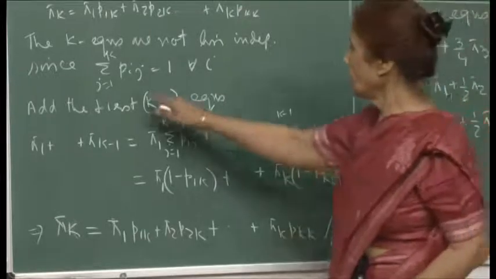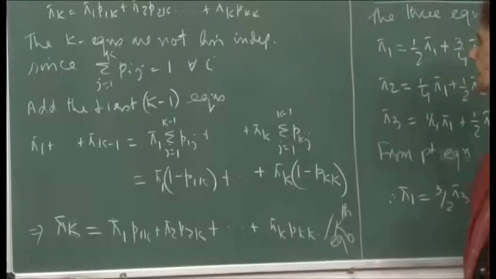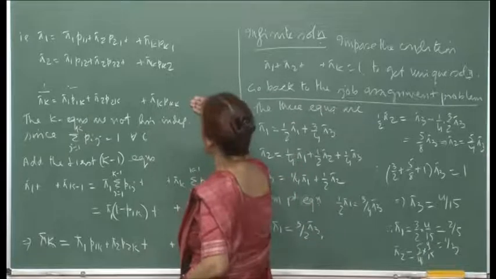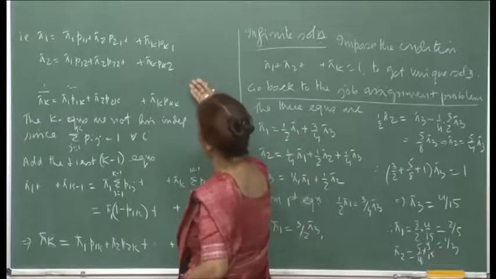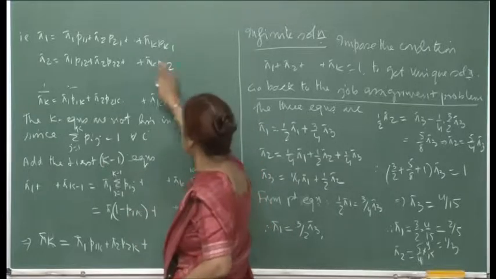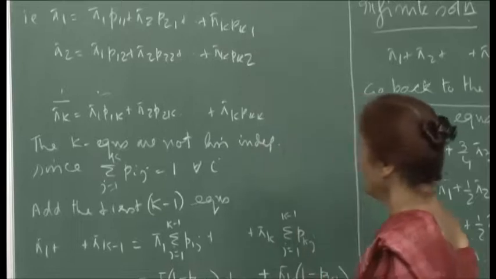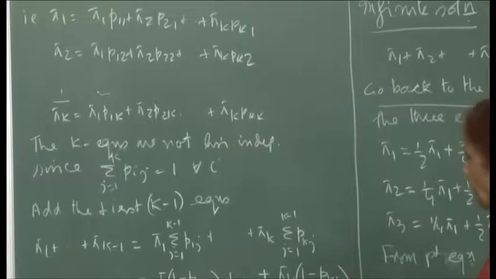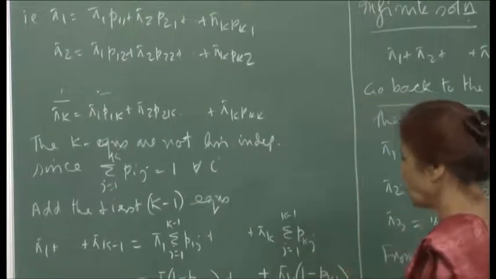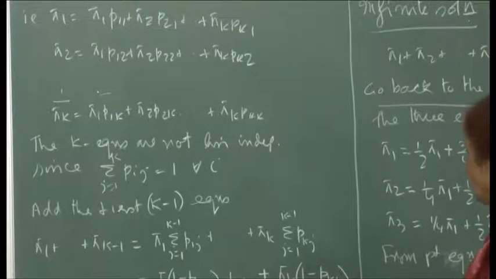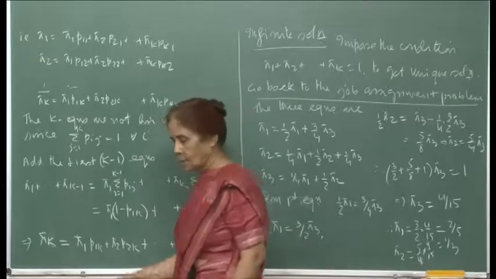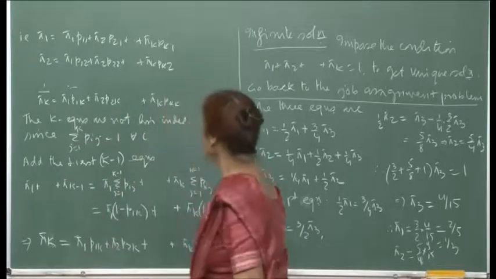So, because the probabilities of the rows sum up to 1, these k equations are not linearly independent. In fact, any k minus 1 of them will lead you to the kth one, because here I just chose the first k minus 1. You can choose any k minus 1 and you will be able to obtain the remaining one by adding the k minus 1 equations you have chosen. Okay. So, therefore, there are infinite solutions, because the coefficient matrix is singular.